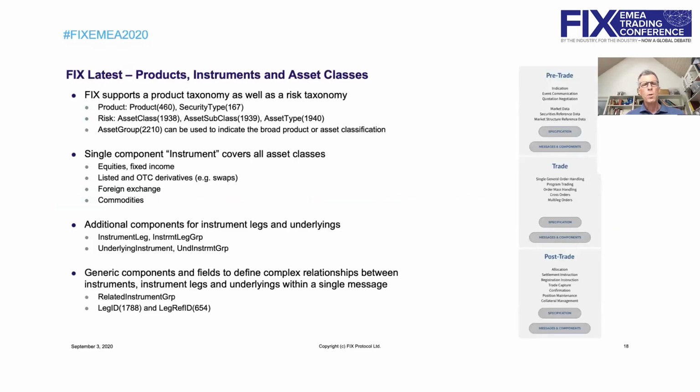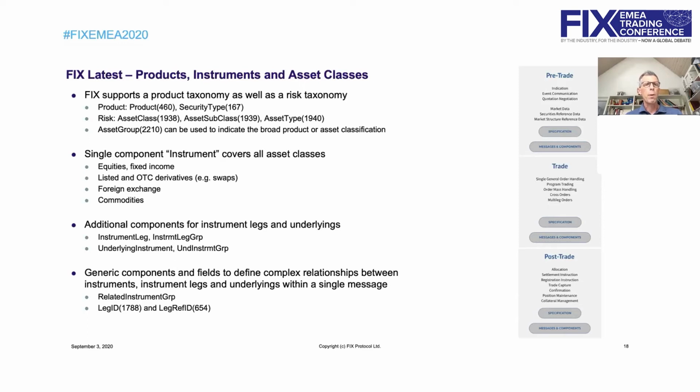So first and foremost, obviously, how to identify products and instruments and asset classes. There's something you are probably familiar with, the product and the security type tags, but maybe not with asset class, asset subclass, asset type. This is a support for a risk taxonomy as opposed to the pre-existing product taxonomy, and the asset group field to indicate the broad product or asset classification. So it offers two different ways of looking at your hierarchy here.